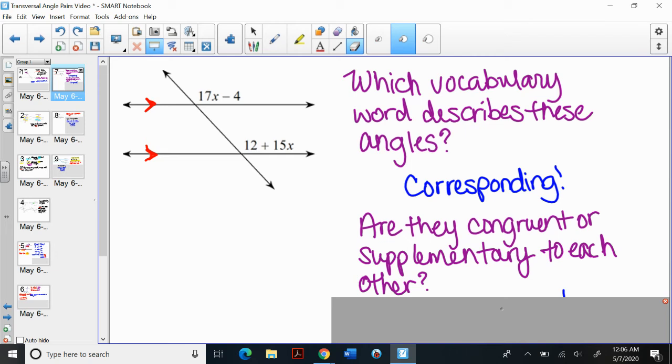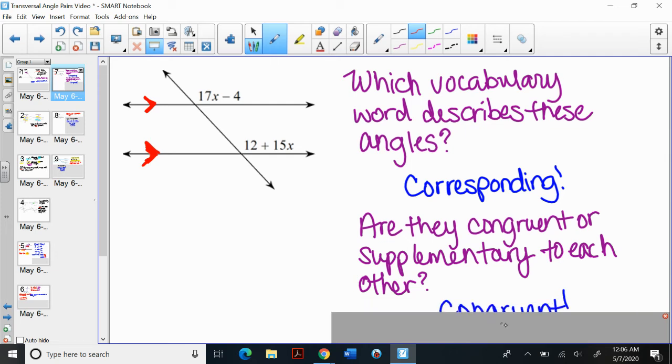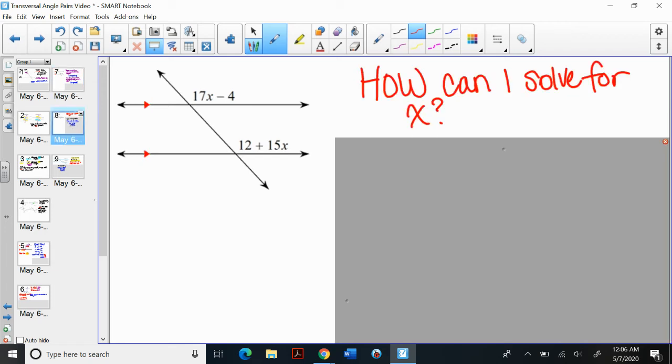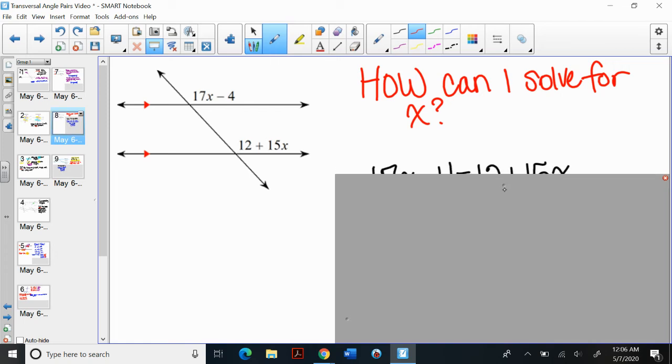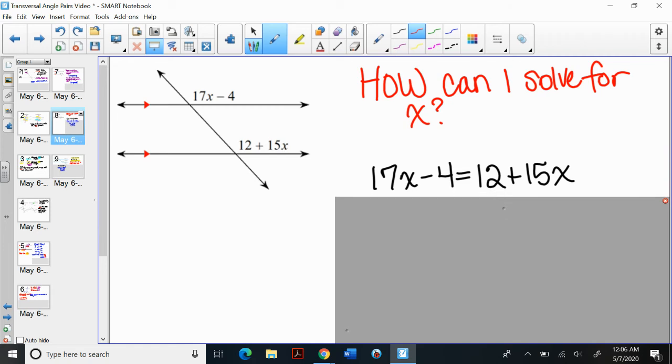Okay, excellent. Now, I don't know if you caught this, but these wonderful little red markings right here tell you that those two lines are parallel. So don't make any assumptions about them being congruent unless you know that those lines are parallel, but they did mark them in the picture for us. Okay, how would you set up an equation to start to solve for x? All right, so from the previous slide, we said that those angles were congruent to each other. And so you would set the 17x minus 4 equal to the 12 plus 15x. All right, go to town, solve this equation, tell me what you get for x.